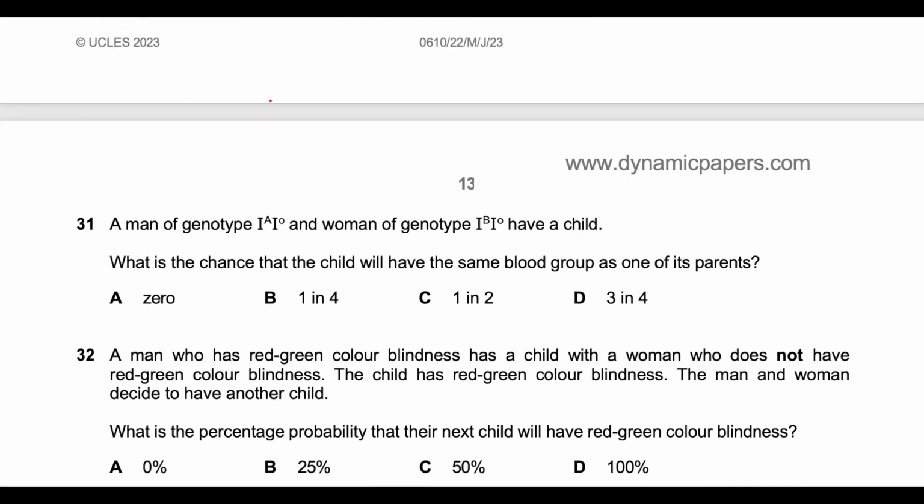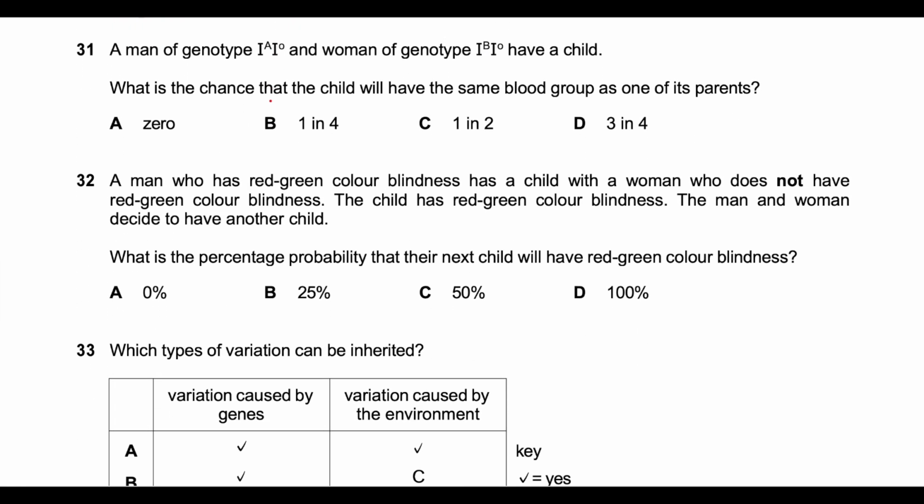Let's go and answer question 31. A man of genotype IA-IO and woman of genotype IB-IO have a child. What is the chance that the child will have the same blood group as one of its parents? Let's draw the Punnett square and answer the question. Hopefully it will be okay.